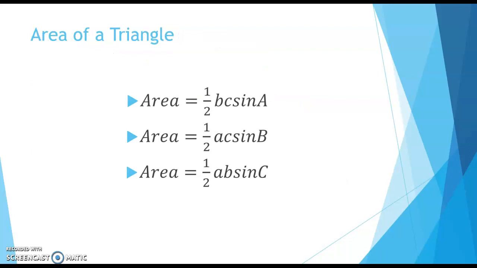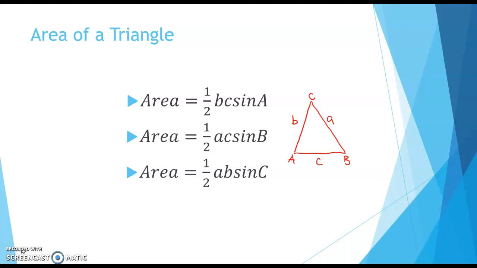The next one that we're going to write down in our notes is area equals 1/2 B times C times sine of angle A. You'll notice, once again, this is like the law of cosines, where we have three different formulas, but they're all essentially the same formula, just solving for different sides and angles, depending on what you're given. The next one is area equals 1/2 A times C times sine of angle B. And the last one is area equals 1/2 times AB sine of angle C.